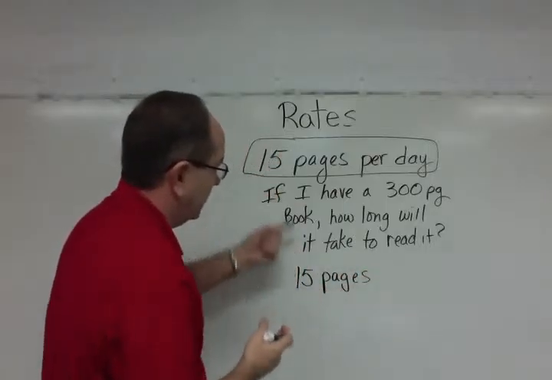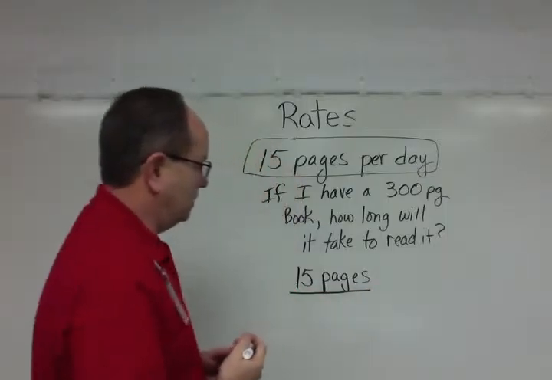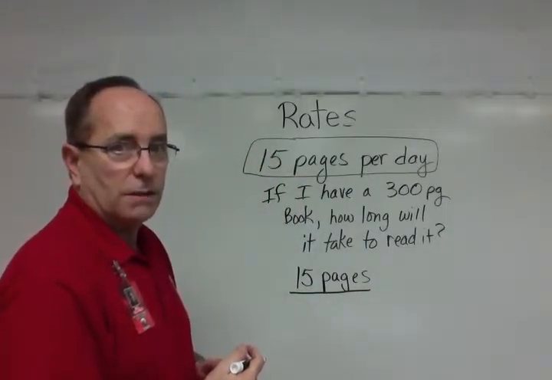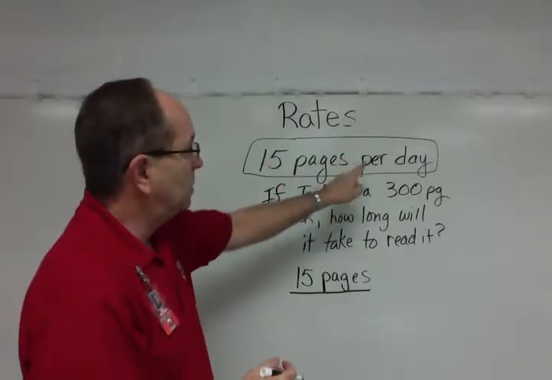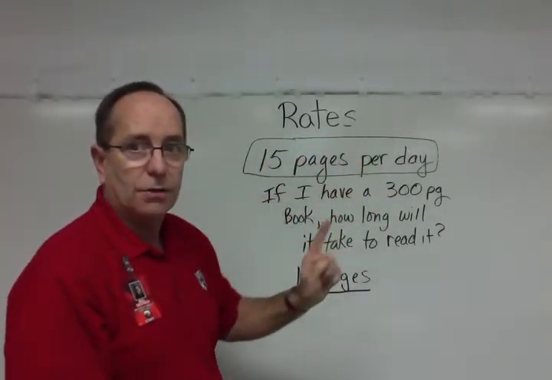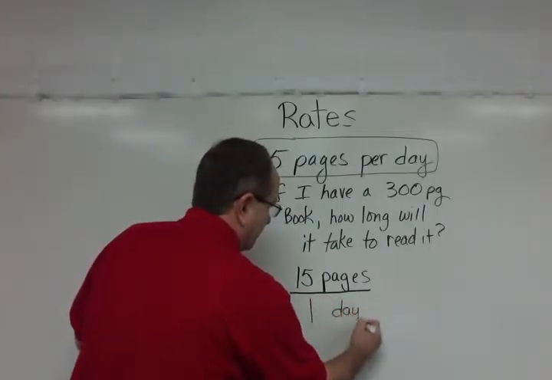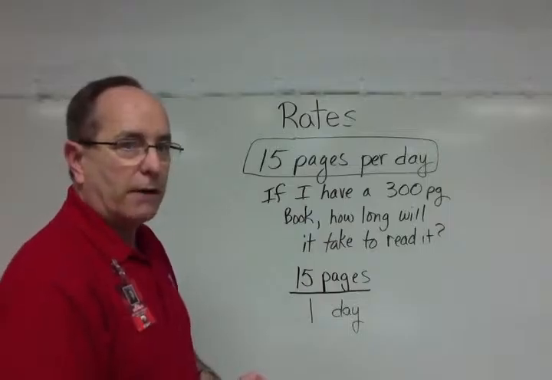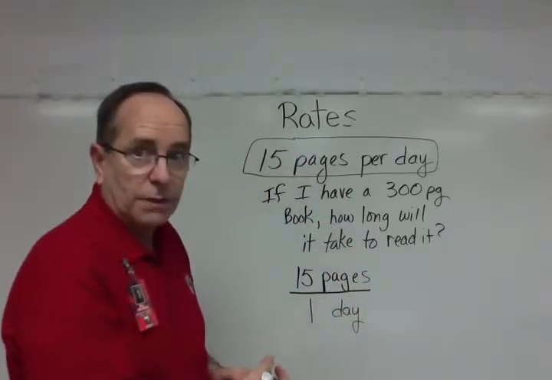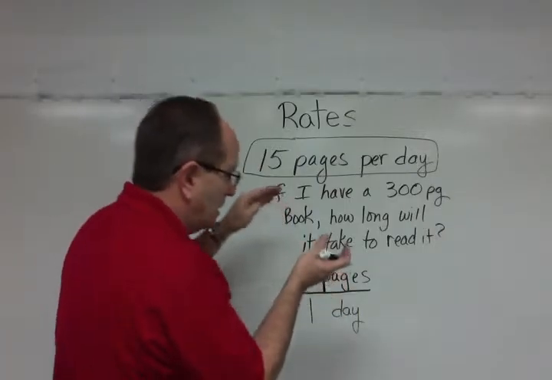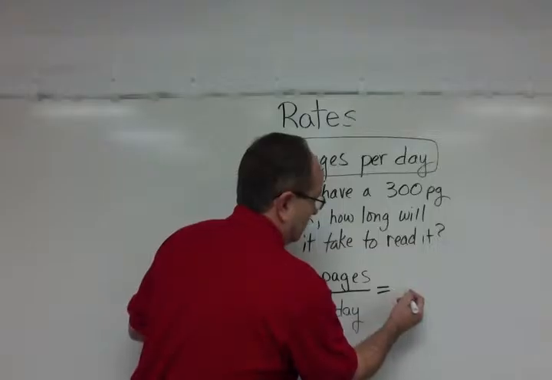See how I just took that and put it right down here. And put your fraction division symbol there. And then what's the other part that is being compared to 15 pages? Per day. Per meaning one. So 1 day. So now I just took that rate and went vertical with it. Always keep it together as one fraction. And then my equal sign comes into play here.